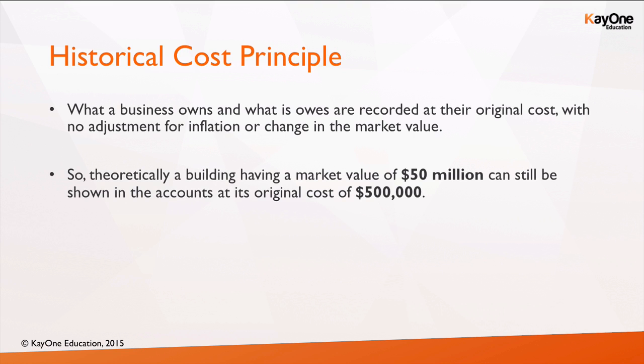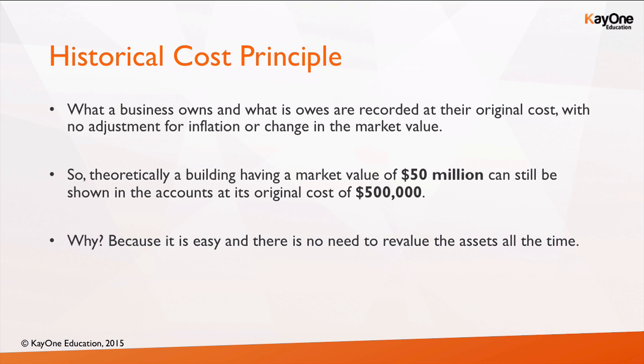So theoretically, a building having a market value of $50 million can still be shown in the accounts at its original cost of $500,000. The reason for this is very simple, because accountants are lazy and there is no need to revalue the assets all the time or whenever there is increase in the market value. So the historical cost principle is very important because this means that when you read a balance sheet, the numbers that you see on the balance sheet may have a different value in reality than what it is shown in the books of accounts.